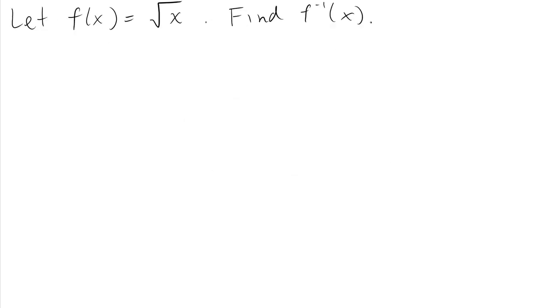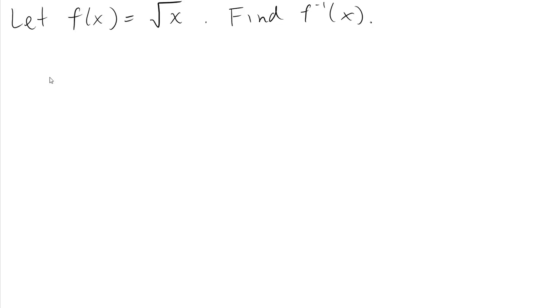This says, let f of x equal the square root of x. Find f inverse of x. And this is one that you might be able to guess, but there's a hitch that you have to worry about. If I were to ask you what was the opposite or inverse of finding the square root of something, I bet you have a good guess at what it is, but we have to be careful about that guess.